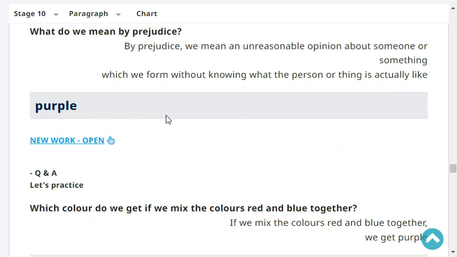Let's practice. What do we mean by prejudice? By prejudice we mean an unreasonable opinion about someone or something which we form without knowing what the person or thing is actually like. Very good.